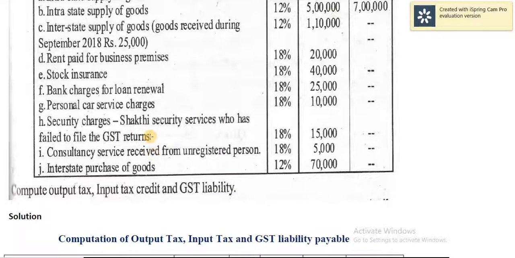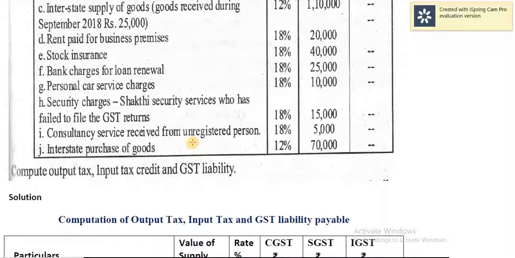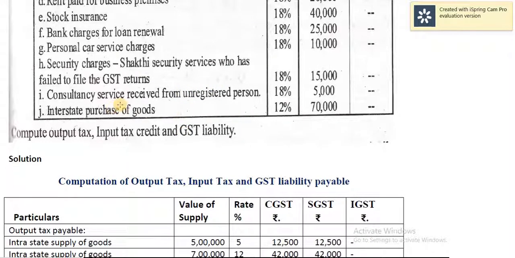A dealer will get input tax credit only if the supplier files GST returns. Otherwise, the dealer will not get any input tax credit. Here, Shakti Security Services have not filed the GST returns, and therefore the dealer is not going to get input tax credit. Consultancy service received from an unregistered person is like reverse charge, but that is exempt here, and therefore that is not to be considered while calculating input tax credit.